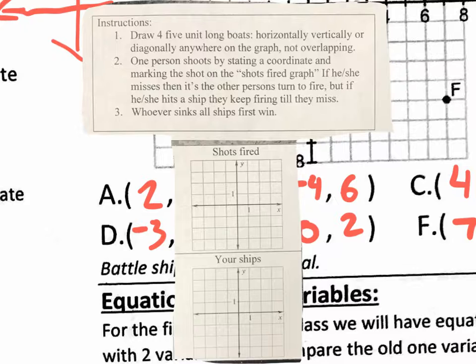You don't have to, but place something in between so you guys can't see each other's little piece of paper. Maybe like a book or maybe a backpack in between you and your partner. Now, the very first thing to do, it says right here on the instructions, you want to draw 4 5-unit long boats. They could be horizontal, vertical, diagonal, anywhere on the graph, but not overlapping.